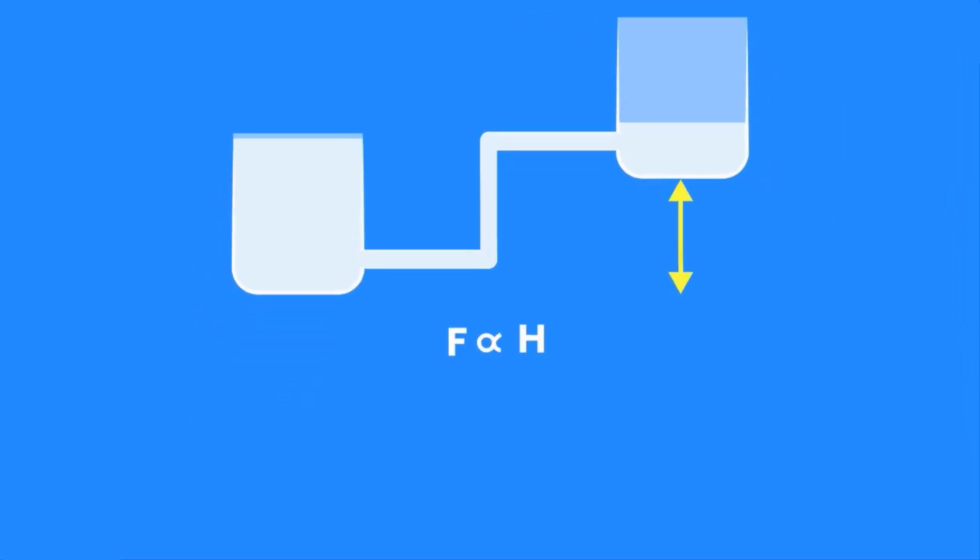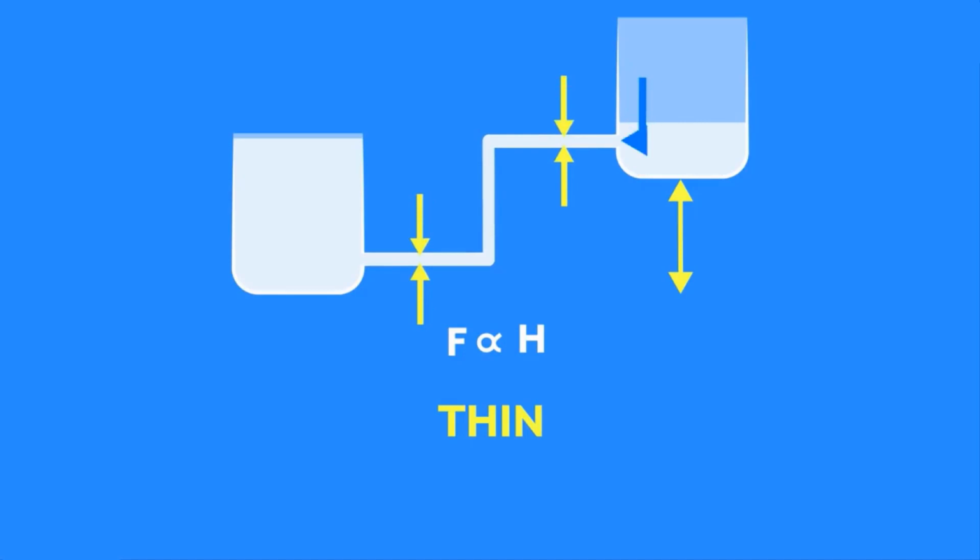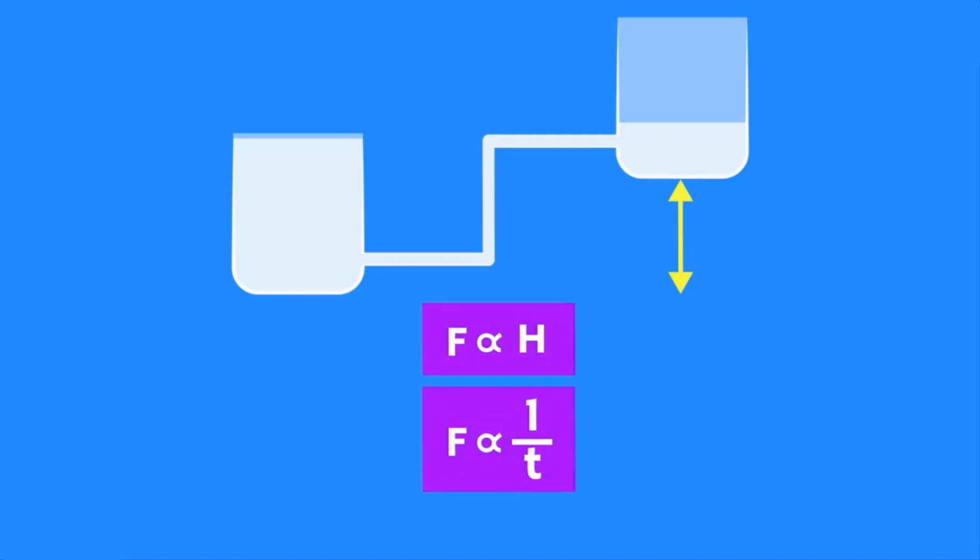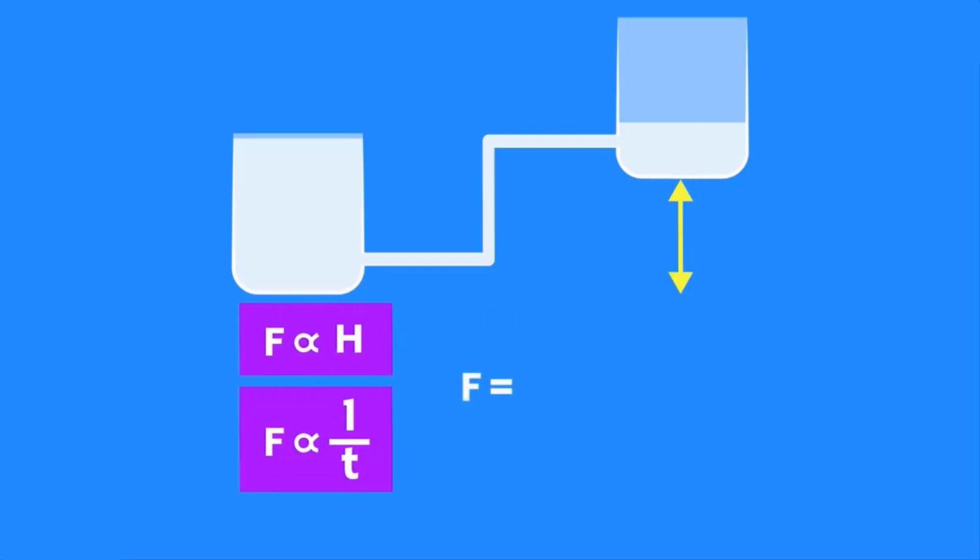Now let's look at another factor. How thin the pipe is. What will happen if I make the pipe thinner? The flow of water will be slower, right? That's correct. Thinner the pipe, slower the flow. So we can say that the flow is inversely proportional to thinness. Looking at these two relations, we can say that the flow is equal to h over t. The flow is directly proportional to the height difference and inversely proportional to the thinness.